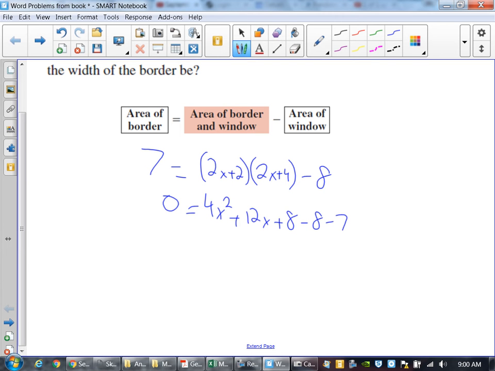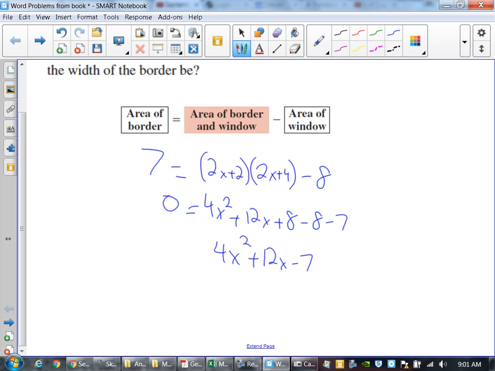Exactly. So having it equal 15 is perfect, because you would still FOIL out all of your stuff, and when you bring the 15 back over, it's still going to be 4x squared plus 12x minus 7. That's exactly what you're going to wind up with. This is an area of shaded region problem that you did in geometry last year, without the mixture of a quadratic. That's the only difference here.